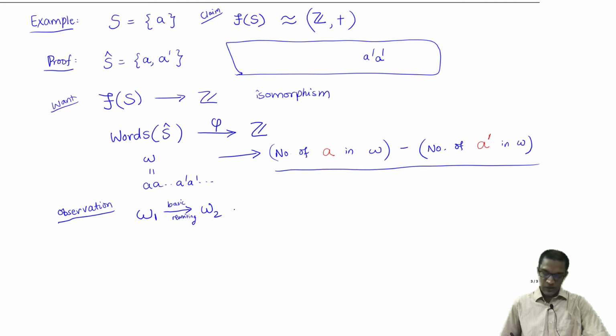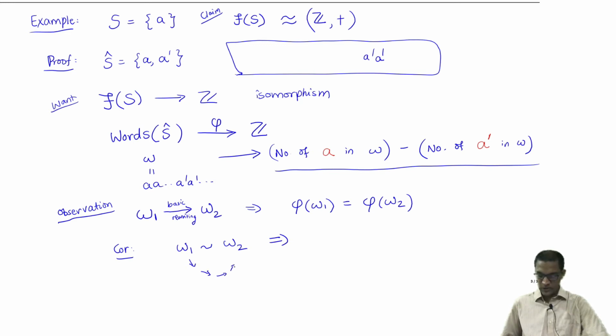So if W1 and W2 are related like this, then certainly phi of W1 and phi of W2 are necessarily the same. Now as a corollary, if I have two words which are equivalent under the equivalence relation, which means I can go from W1 to W2 by means of a sequence of basic rewriting rules, I may not be able to go in one step. Still, the same property holds because it holds at every step. So what does this mean? Two equivalent words necessarily have the same value of phi.